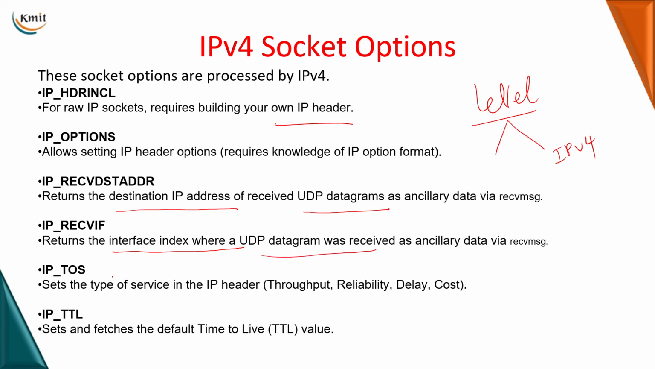Then we have the IP TOS, which sets the type of service that is provided in the IP header. Is it high throughput, high reliability, low delay or low cost? What kind of type of service is provided? Then we have the IP TTL option. This option will set and fetch the default time to live for a particular datagram in a network.